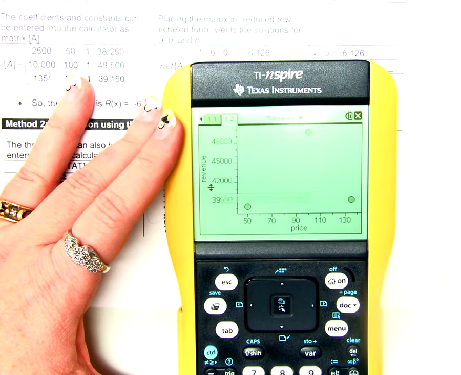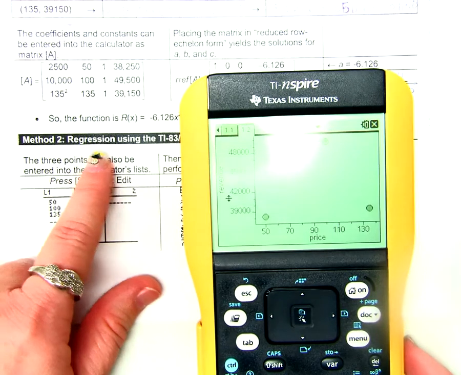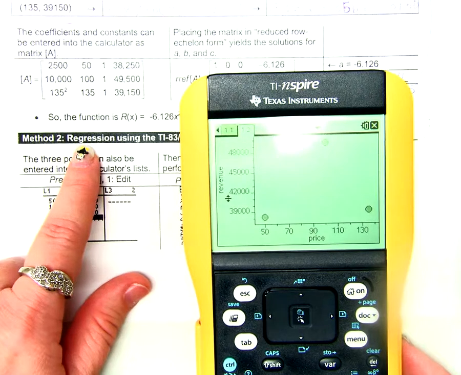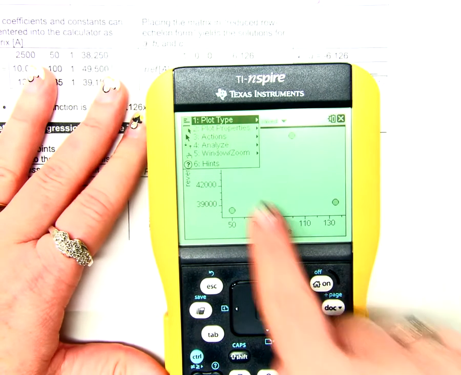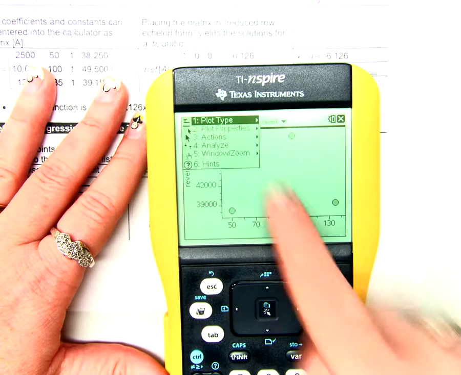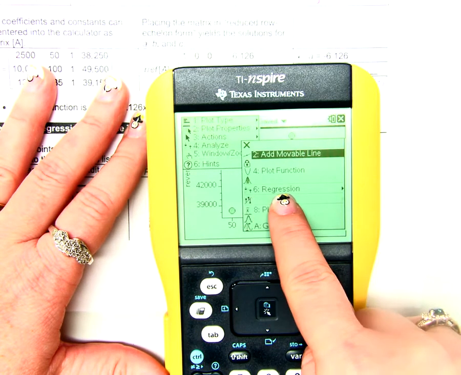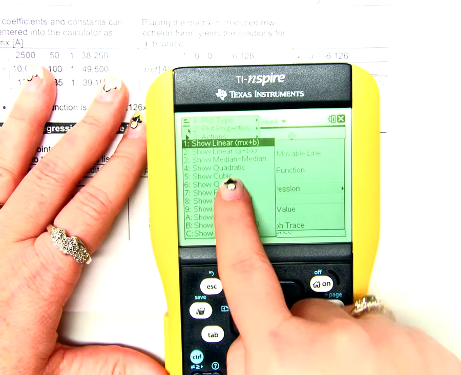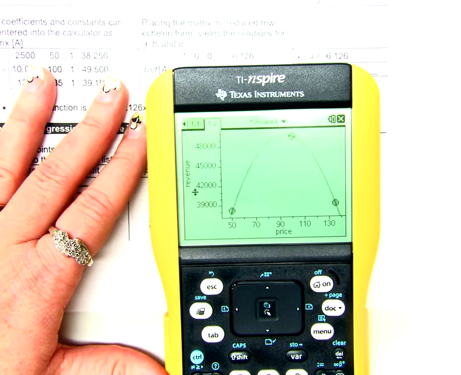That's the hard part, guys. That's the hard part. Because watch what happens now. Do you remember what this one's called? A regression, right? Look what happens when I press menu. And we want to analyze our graph. Look at 6. Regression. What kind of regression? Quadratic. Bam!